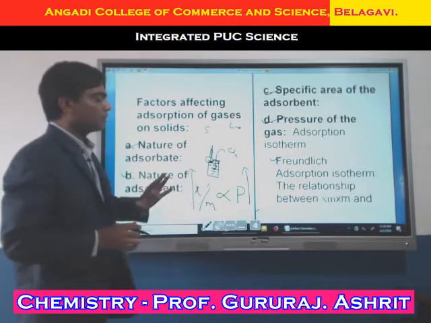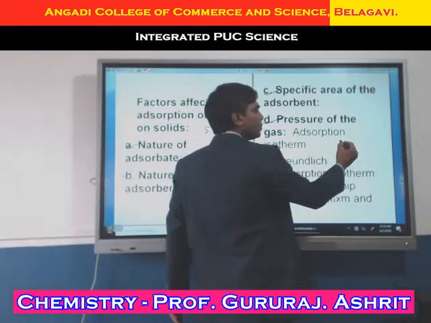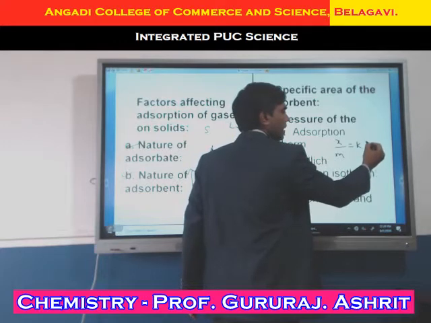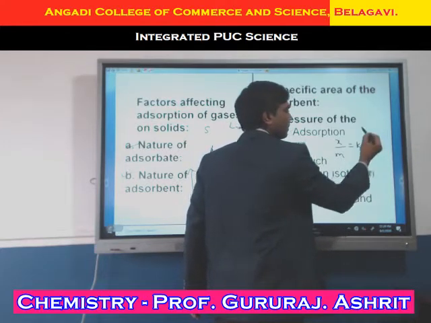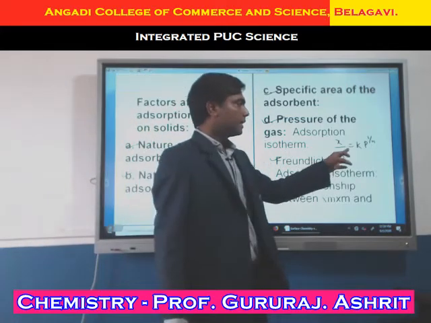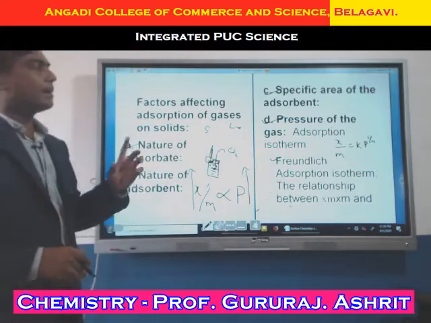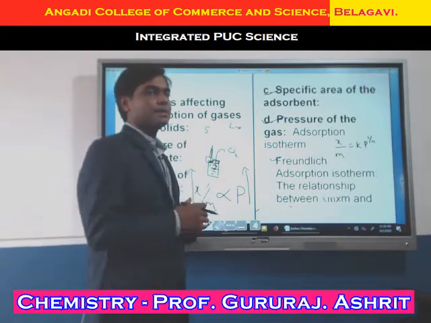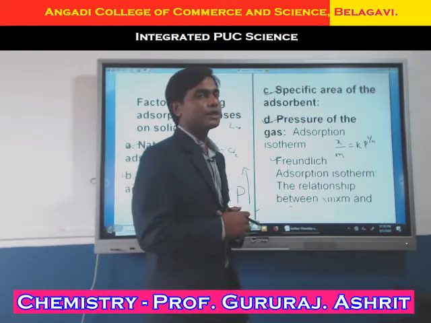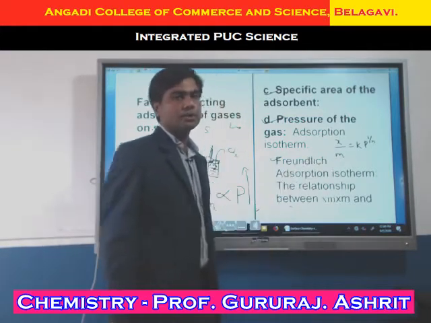Based on this equation we can derive the Freundlich adsorption isotherm. Remove the proportionality sign: x by m is equal to k into p raised to 1 by n. Here we are dealing with two new terms. k is a constant. If you draw the graph, log k is considered as the intercept, and p is raised to 1 by n, where n is an integer from 0 to 1. Based on this, it is the Freundlich adsorption isotherm.